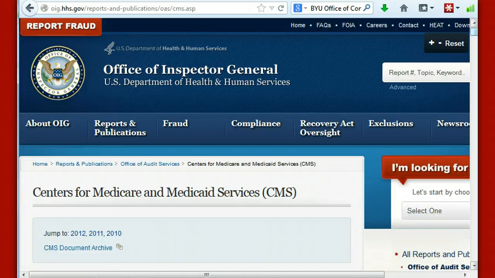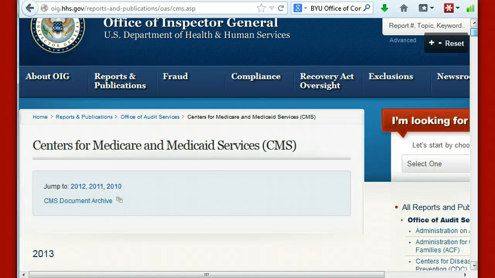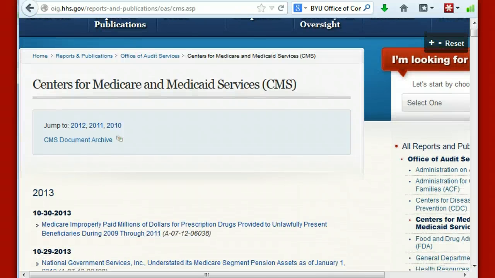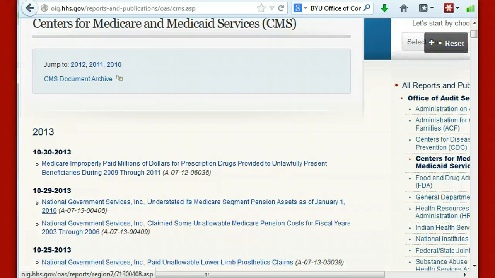So once you click here, you can find a list of audits conducted by OIG in date order. You will need to review this list to find applicable audits, which can take some time. If you're signed up to get the listserv from OIG, you should be getting these on pretty much a weekly basis, all the different audits that have occurred.